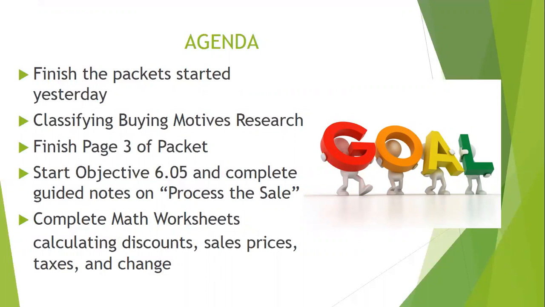Today's assignment is to finish the packets that were started yesterday. Then you have a very small research on classifying buying motives. And then after you do that, you can finish page 3 of the packet. We're also going to start objective 6.05 and complete the guided notes on the process of the sale. And then you have some worksheets you're going to complete on calculating discounts, sales prices, taxes, and change.